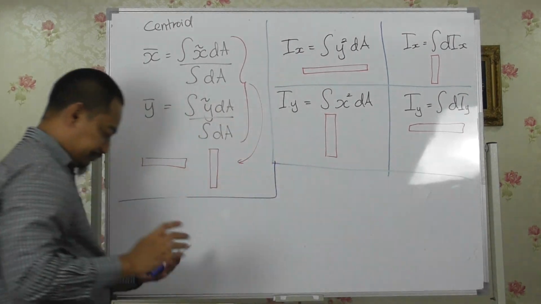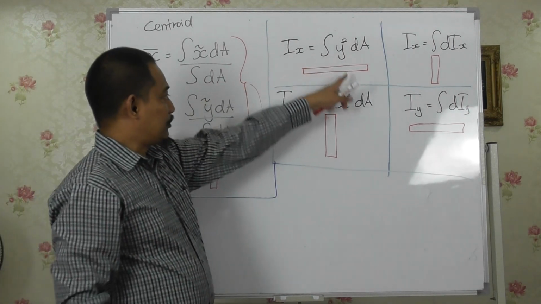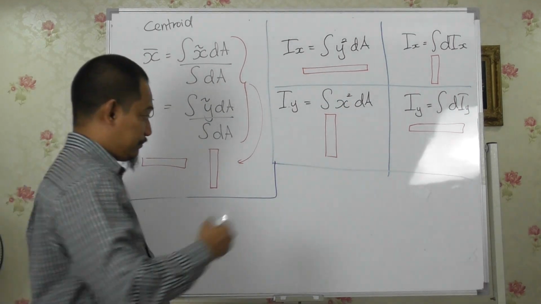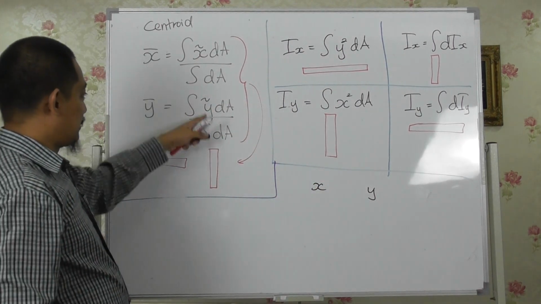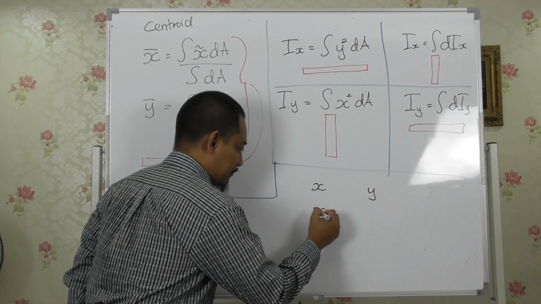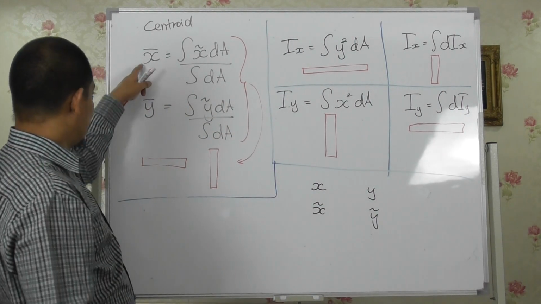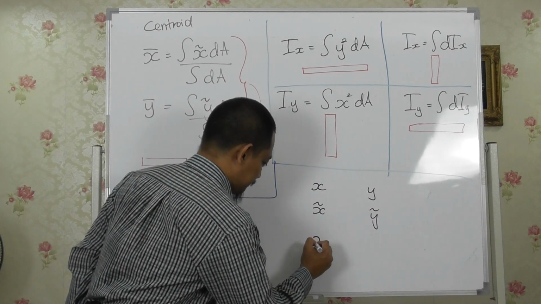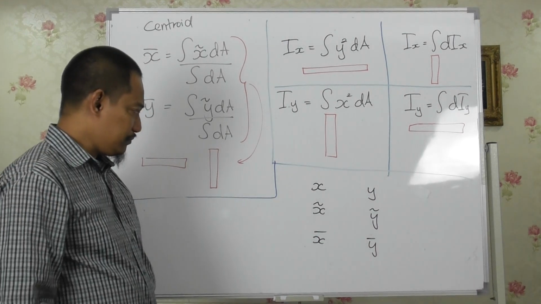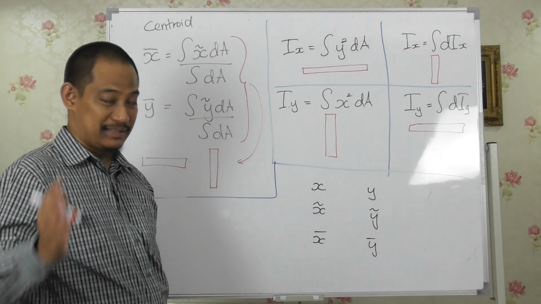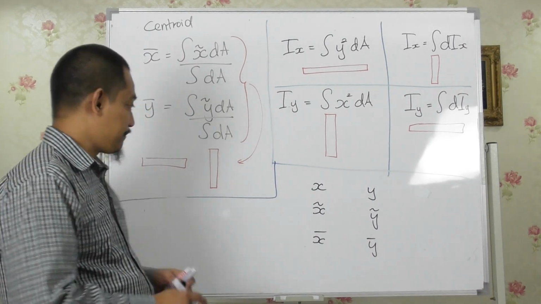Moving to, in this equation you have x and y. In this equation you have x wave, y wave. And obviously this one is x bar, y bar. All of these have their own meaning. Do not mix them up. Because if you randomly write, that's wrong.